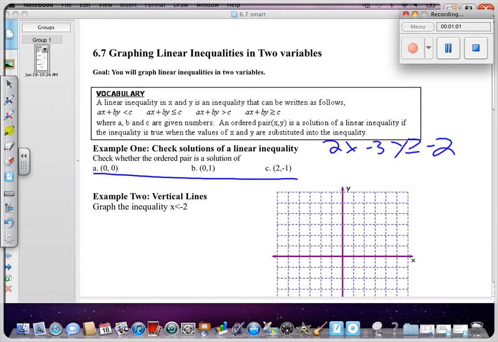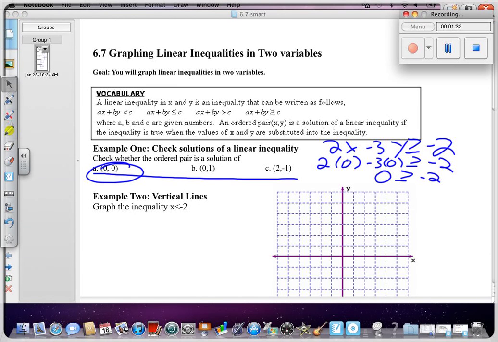0. So 2 times 0 minus 3 times 0 is greater than or equal to negative 2. 2 times 0 is 0. Minus 3 times 0, which is 0. So is 0 greater than or equal to negative 2? Yeah. So right there, that's our solution, is A. It's a true solution. It could have been B or any of those things. If you plug them in, you will find that none of the others work except A. But we won't waste our time doing all that.